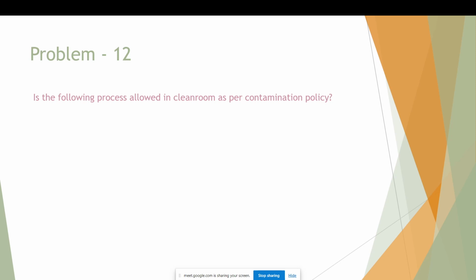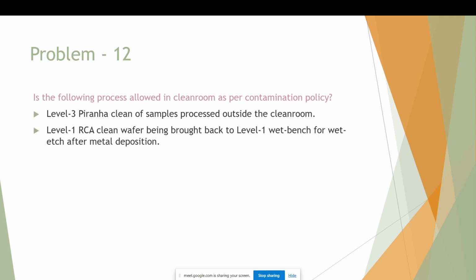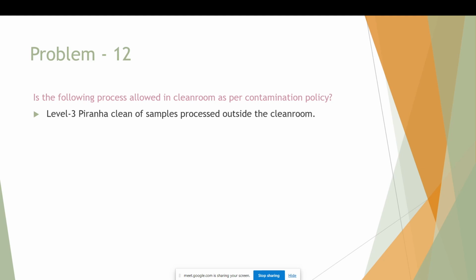Yeah, so this is about the contamination policy. You have to tell me which of these processes are allowed. So let's go one by one. Can you do a level 3 piranha clean of samples processed outside the clean room? Say you had some samples, you had to do some characterization and you took them outside the clean room. Now you want to bring them back inside the clean room and do some other process, say some other deposition. Can you do it by doing some form of piranha clean and then some other level 3 clean? Can you do it? No.